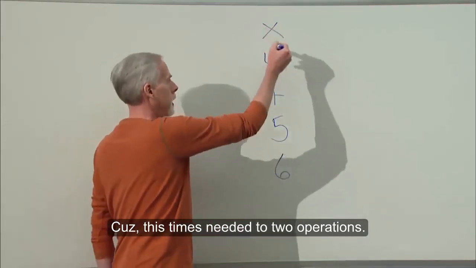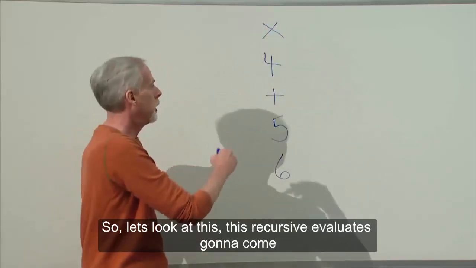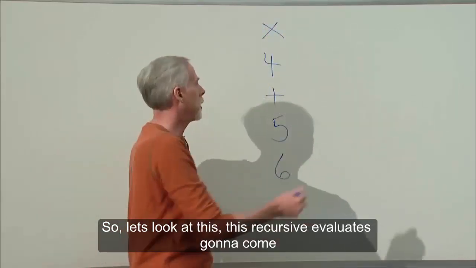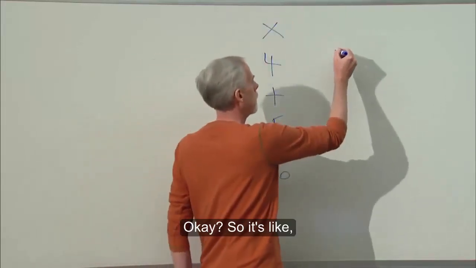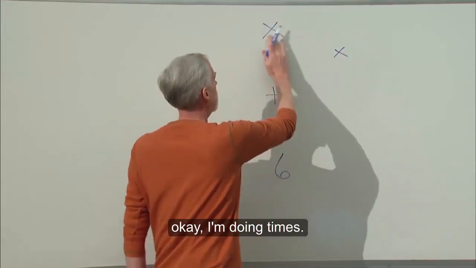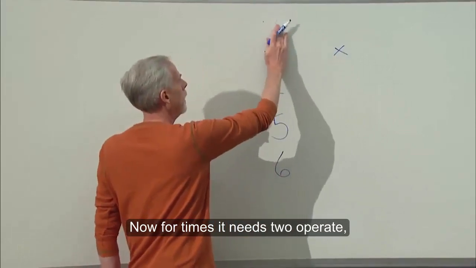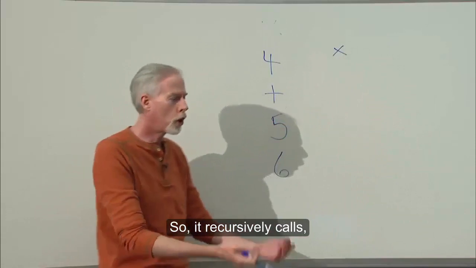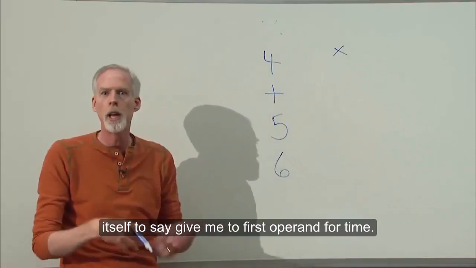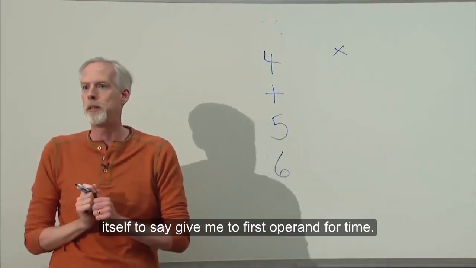Because this times needs its 2 operations. So let's look at this. This recursive evaluate is going to come in here. It's going to try and evaluate the top of the stack, which is a times. Okay, so it's like, okay, I'm doing times. Now, for times, it needs two operands. So it recursively calls itself to say, give me the first operand for times.